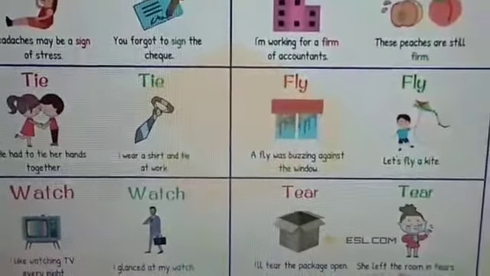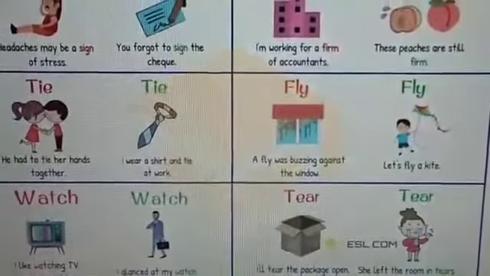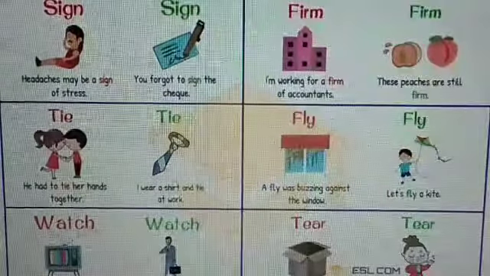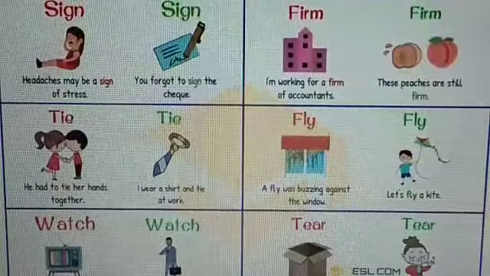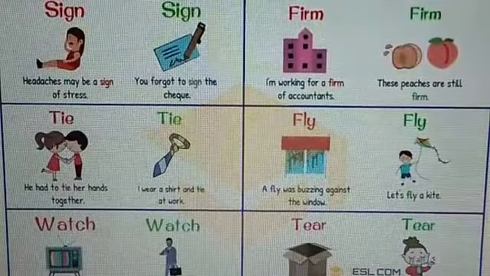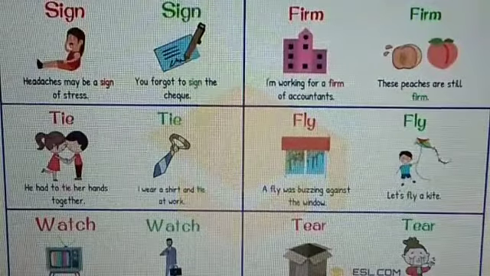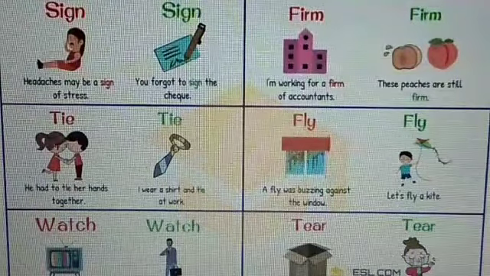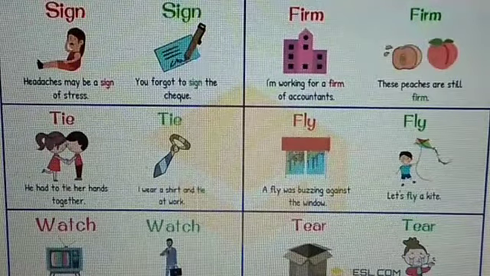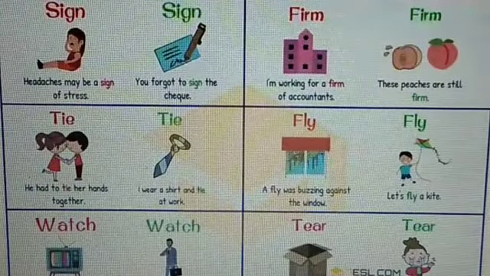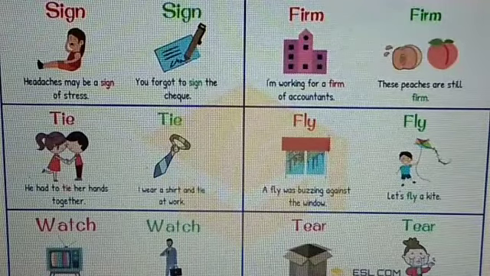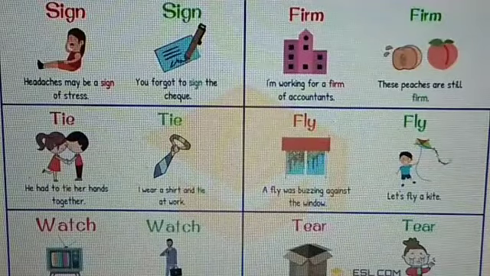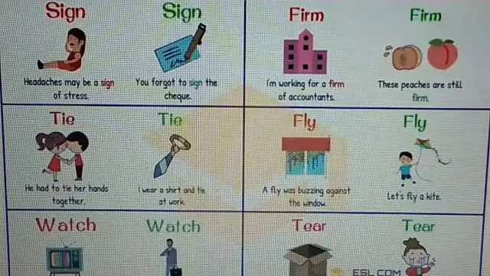H-O-M-O-N-Y-M-S. Then you see first one, I glanced at my watch. You can understand. Coming to the next, firm. I am working for a firm of accountants. Firm here means company. You see the next one, these peaches are still firm. That means they are still hard. They have the same spelling, the same pronunciation, but they are different in their meaning.